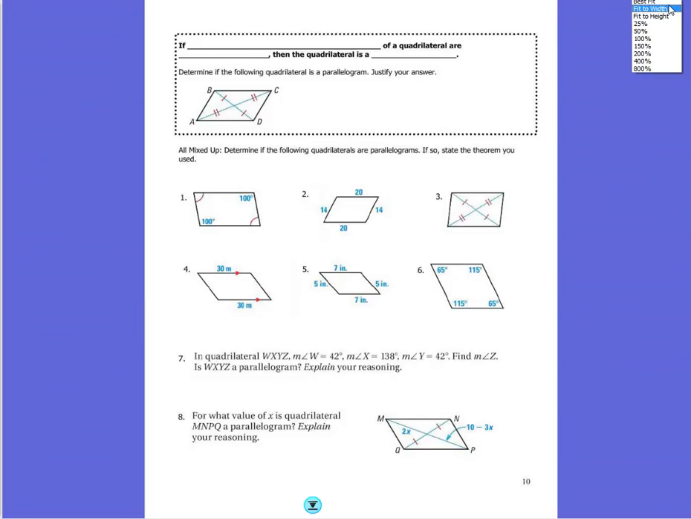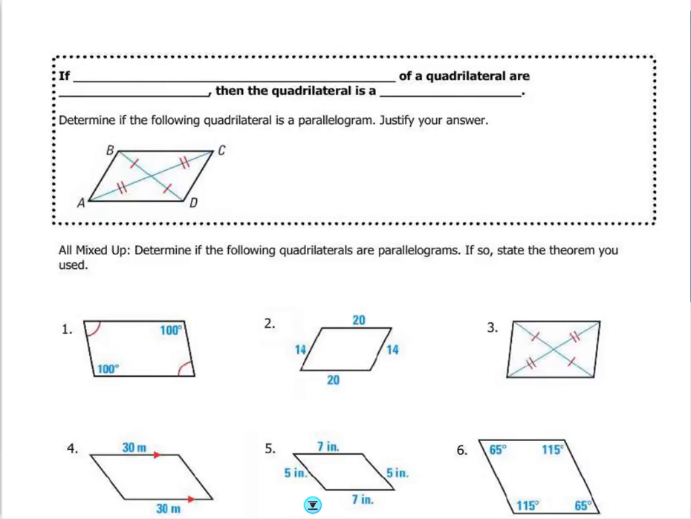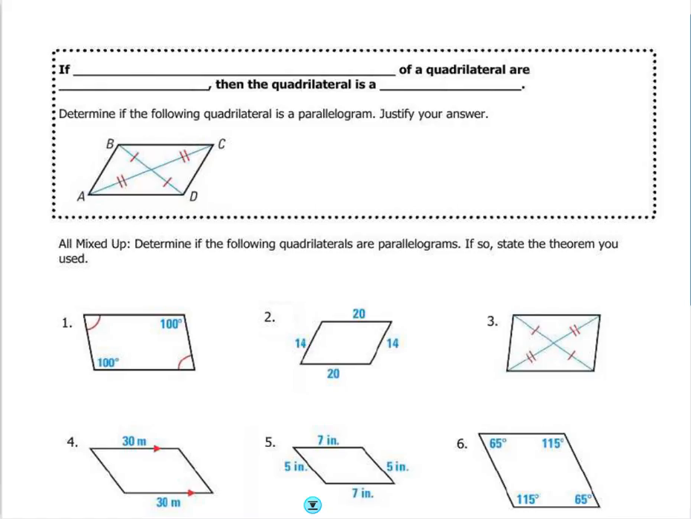If I flip back to the next page of my note packet here, if I know that the diagonals, and the diagonals are line segments that cross through the quadrilateral, and they go from one vertex to an opposite vertex.